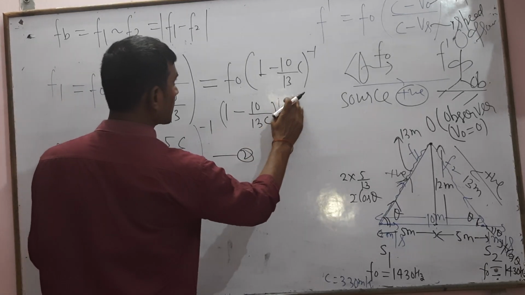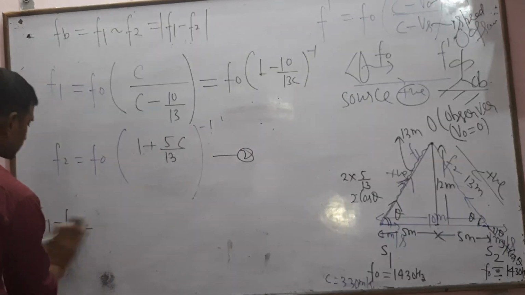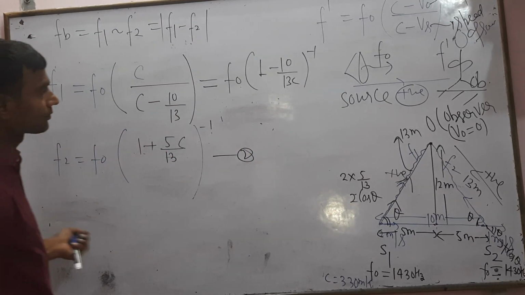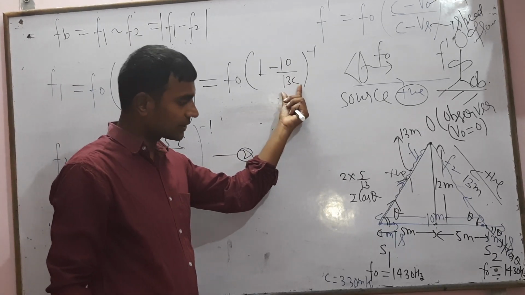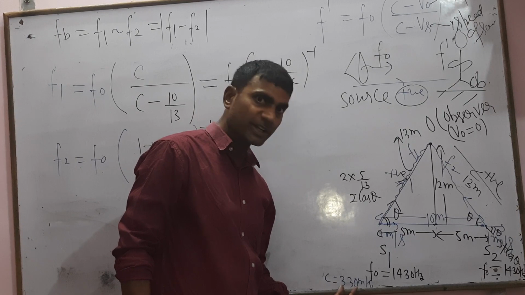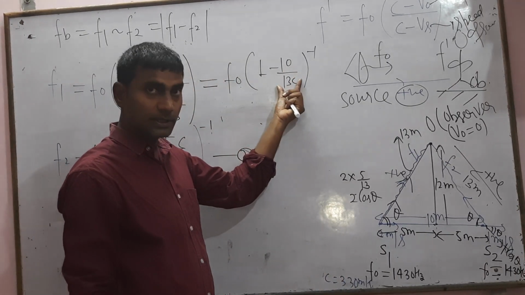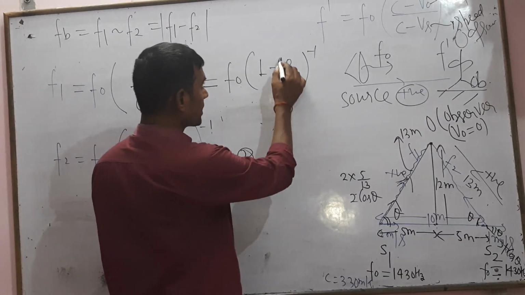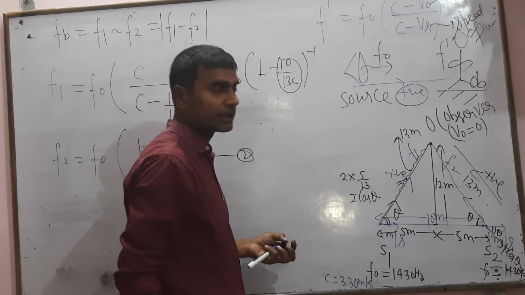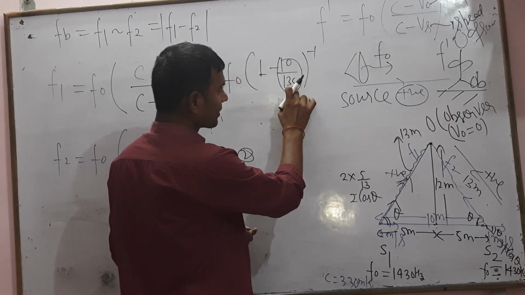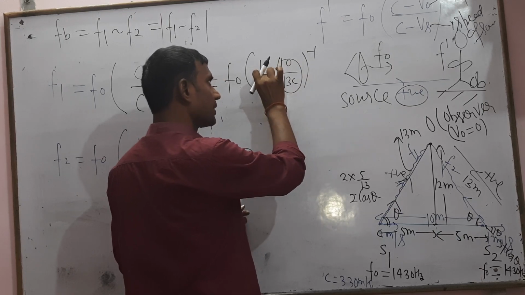1 minus that number, see, this is in the denominator. Okay. 10 by 13 C. We know that C equal to 330 meter per second. So 10 divided by 13 times 330 is a very small quantity compared to 1, because C equal to 330 meter per second.